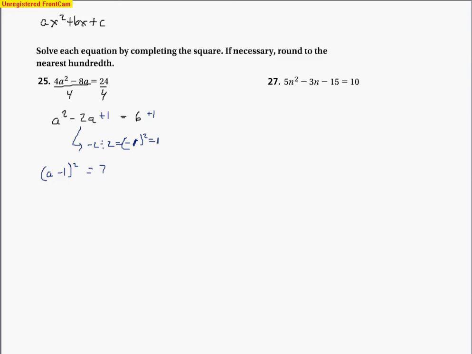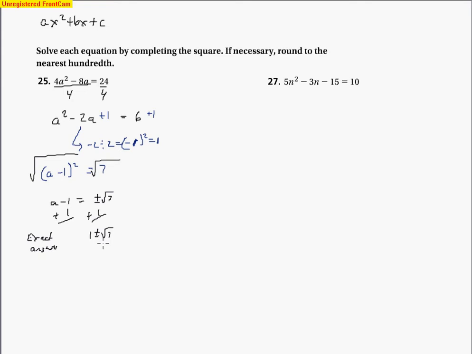From this point, I can take the square root. When I do that, that'll cancel out the squared symbol on the left-hand side, but I'm not going to be able to take the square root of 7, so I can write the answer as a minus 1 equals plus or minus the square root of 7. So I add the 1 to all sides, and we have the exact form here. This is the exact answers, because I have not simplified this.